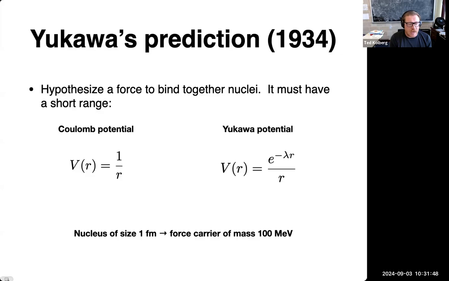So the nucleus has a size of about 1 femtometer, or 1 Fermi, we would say. And that implies that the force carrier has a mass of about 100 MeV. So the idea that there should be some new particles with a mass of 100 MeV, which is in logarithmic terms in between the electron and the proton, is kind of in the air because of Yukawa's prediction, and it's going to combine with some data from cosmic rays.